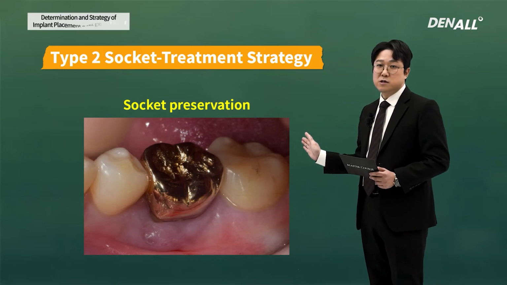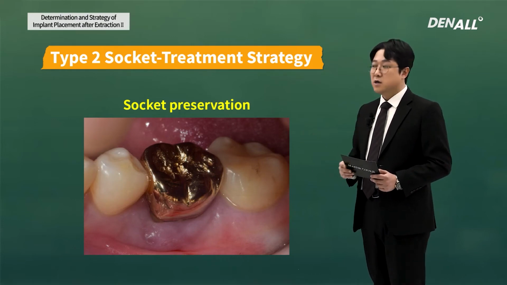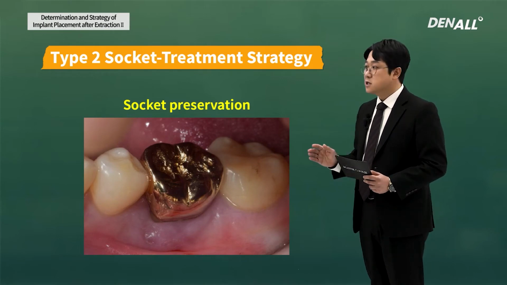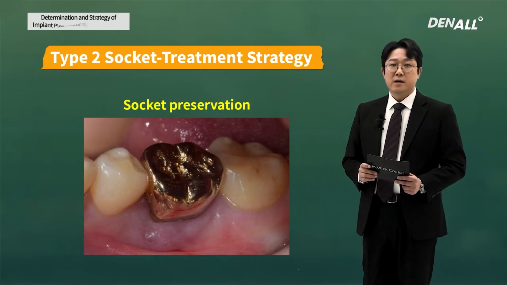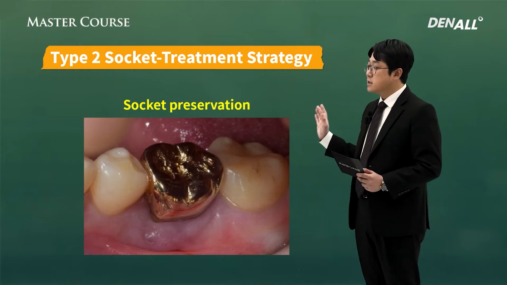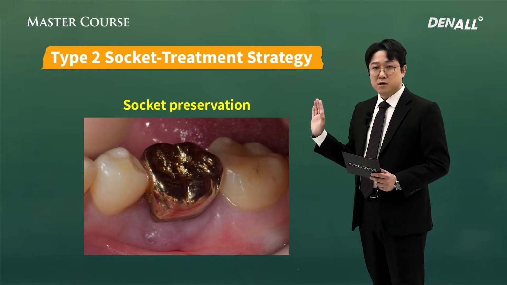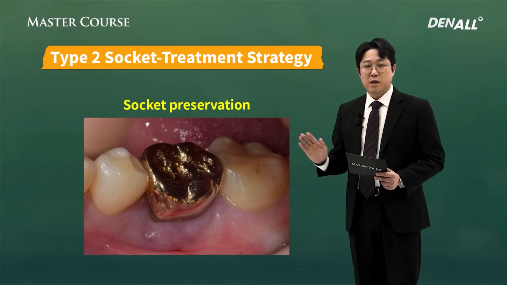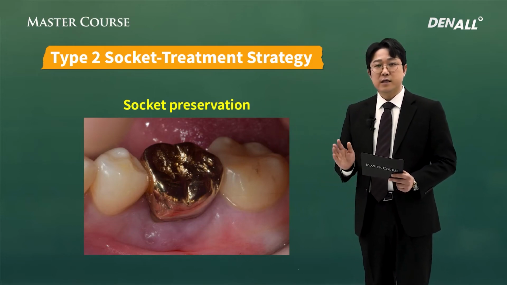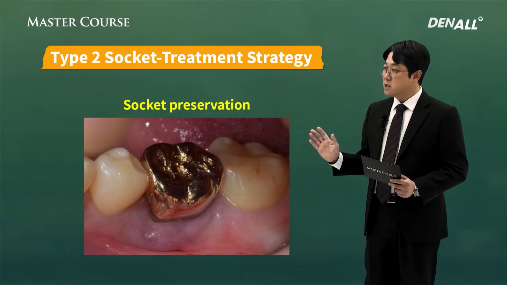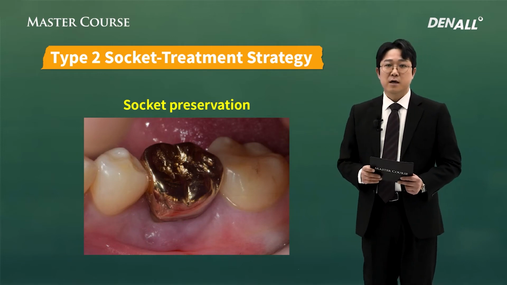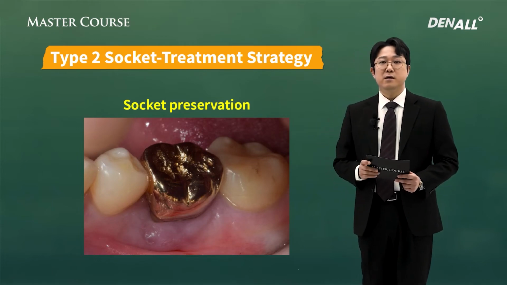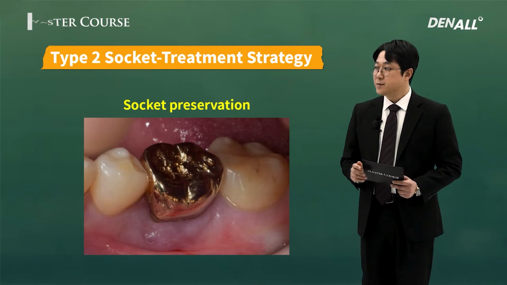On the x-ray image, I've shown you the bone loss was very severe, so immediate implantation will not be easy. Delayed placement should be done. However, in this state, if you just wait, there will be a lot of resorption of soft tissue and there will not be a lot of bone fill. So I thought it'll be difficult to place implant later. Therefore, socket preservation and implant placement was planned.